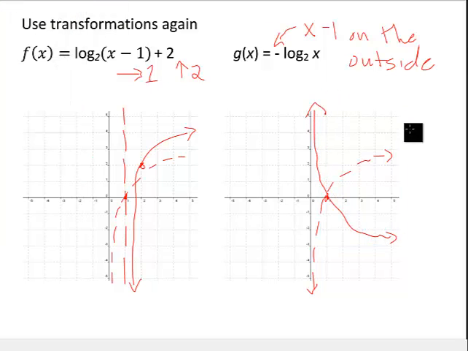Alright? And so there's our shape. Hopefully you can draw it more nicely than I can. Alright?